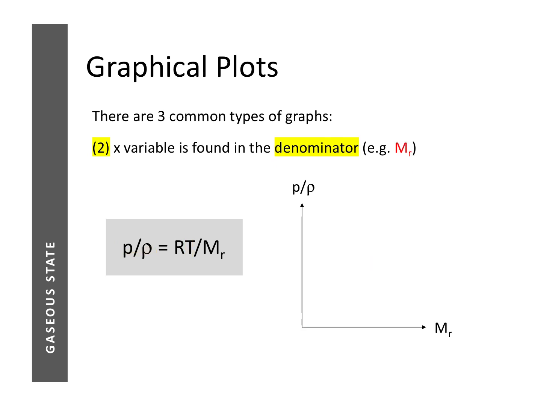The second scenario is this, that the x variable is found in the denominator. For example, plot pressure over density against relative molecular mass. So relative molecular mass actually appears in the denominator. So what it means is that you have this kind of relationship, y equals to 1 over x. So the graph is going to look like this.